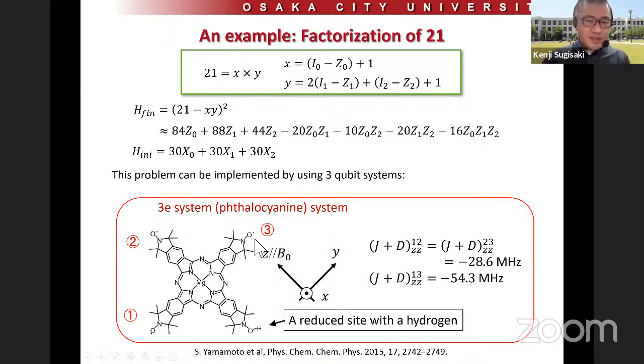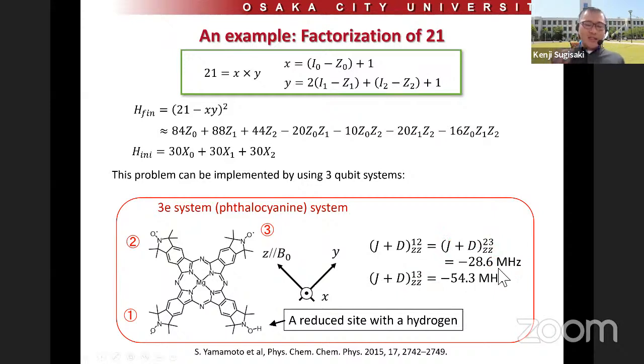So we assume the three-qubit system as this molecule, this is a factorization molecule, but there are three radical moieties. So this molecule has 3 unpaired electrons, so it can be used as a qubit. And in this molecule, we perform the quantum chemical calculation to evaluate the exchange coupling between electrons and also the dipolar coupling between electrons. And the calculated values are shown here.